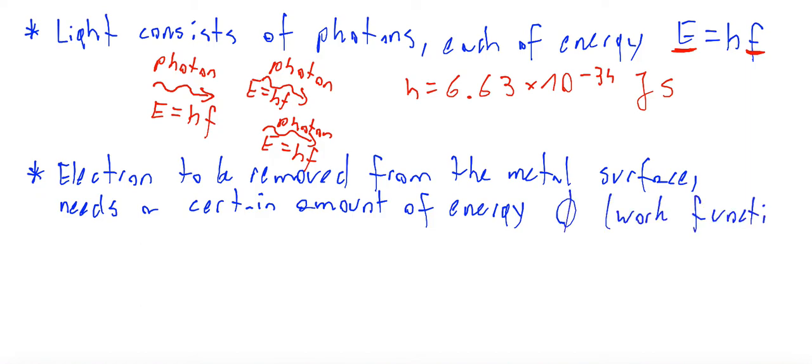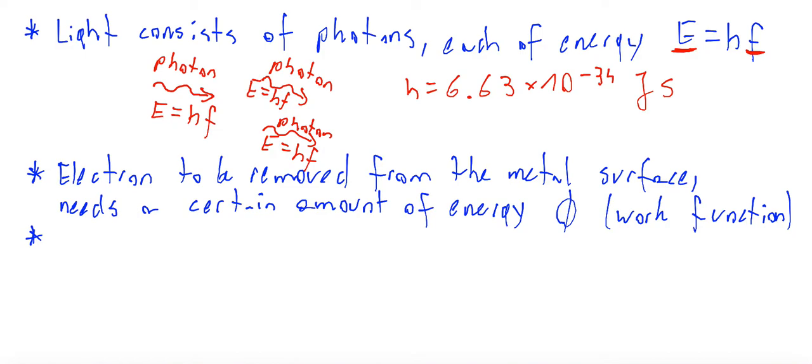Okay, and this work function depends on the type of metal. Different metals have different work functions. In different metals, an electron to be removed needs a different amount of energy. So now let's imagine something like this. That photon, which carries energy, collides with or hits an electron. If this energy is high enough, if the energy of the photon is bigger than the work function, then the electron is removed from the surface.